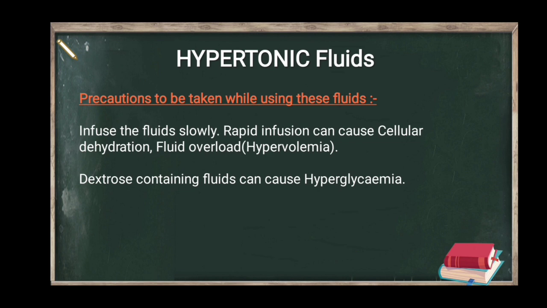Coming to the precautions to be taken while using these fluids. These fluids should be infused slowly because rapid infusion can cause cellular dehydration and fluid overload, that means hypervolemia. As the fluid is shifted from the cells into the plasma, the cellular fluid is decreased. That means cellular dehydration can occur. As all the fluid enters the plasma, plasma volume is increased. That means fluid overload occurs. And the dextrose containing fluids can cause hyperglycemia.